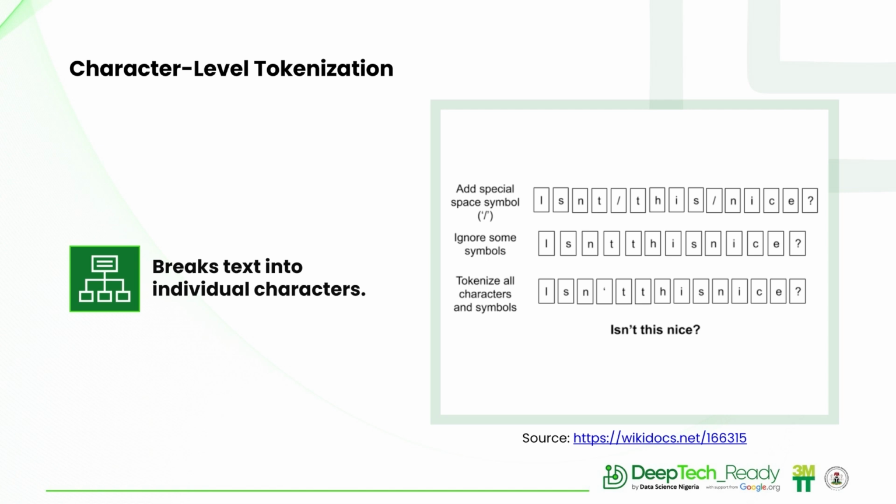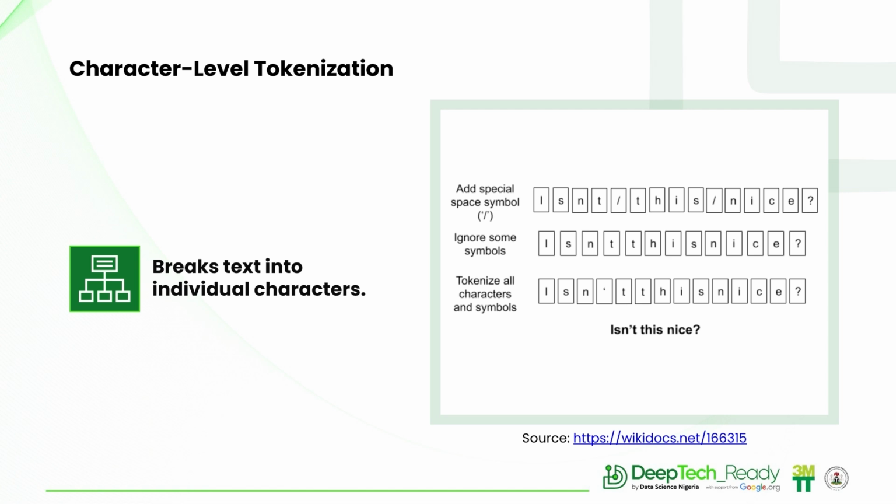If we're adding a special space symbol, then we're going to have a special space symbol after each and every character. Or if we're ignoring some symbols, then we'll simply have the characters themselves. Or if we want to tokenize all characters and symbols, then we can have even the symbols tokenized as characters separately. So as you can see from here, each and every character is tokenized separately. This method processes every character and symbol in the text and makes it useful for languages that have no clear word boundaries, or when you're dealing with unknown or rare words.